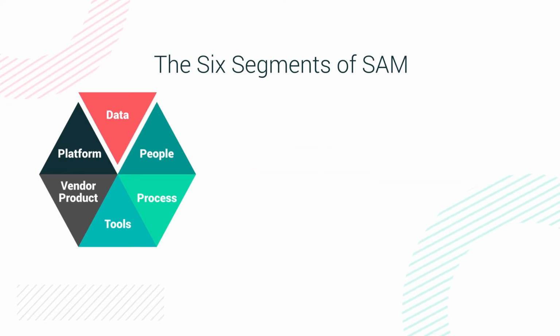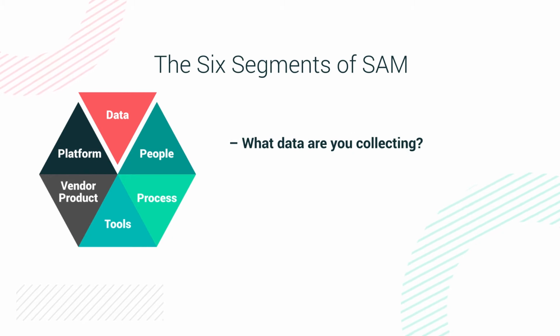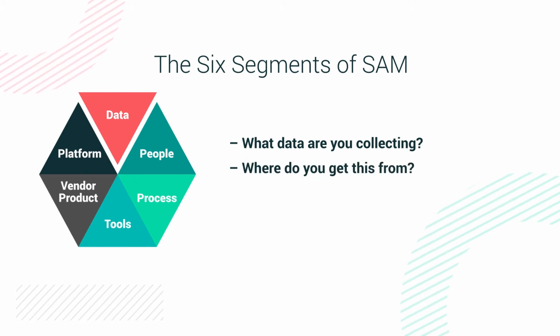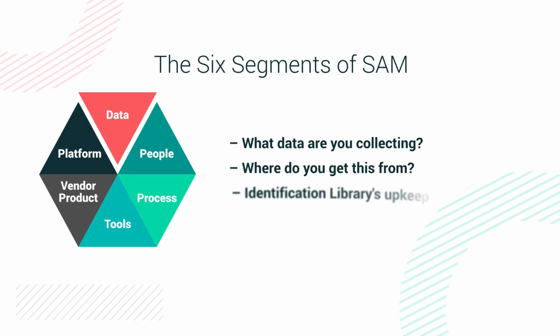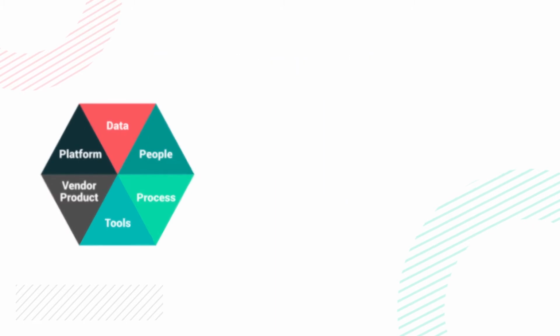What are you collecting to be able to identify the information that you need to calculate your license position? And where do you get this from? Identification libraries need to be maintained to calculate your position. This information can change and will differ across products and platforms. This is why SAM is complex.